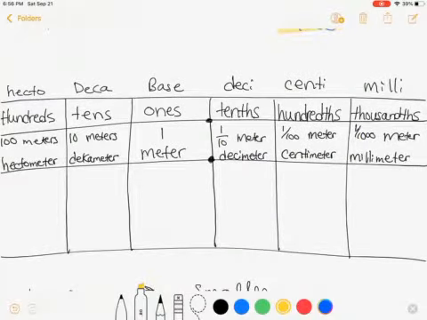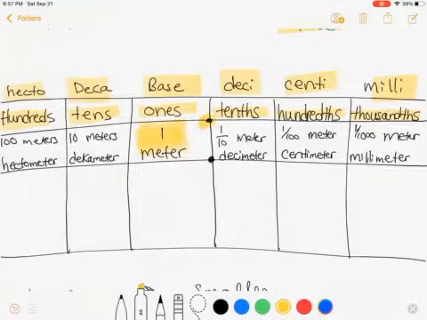Now we have our powers of 10 chart again, this time labeled with some place value. I ran out of room for kilo, thousandths, but we still have our hecto, deca, base, deci, centi, milli. And same thing as our place value that we were learning earlier, we have our hundreds, tens, ones, and then we have our fractional numbers, tenths, hundredths, thousandths.